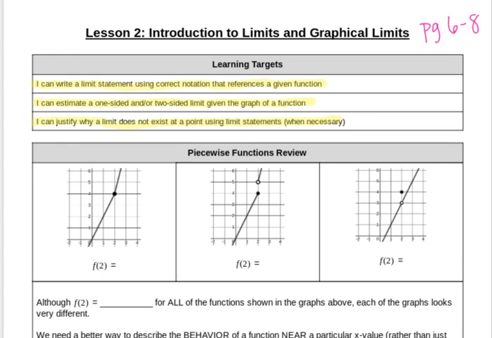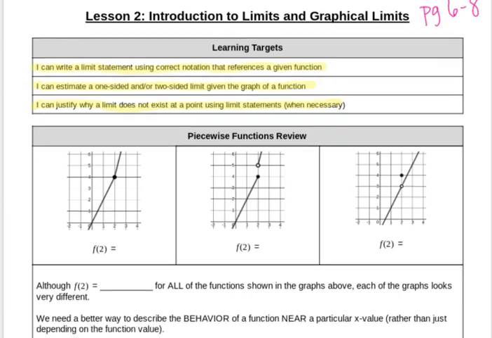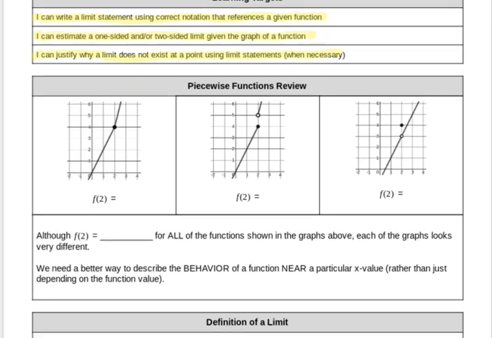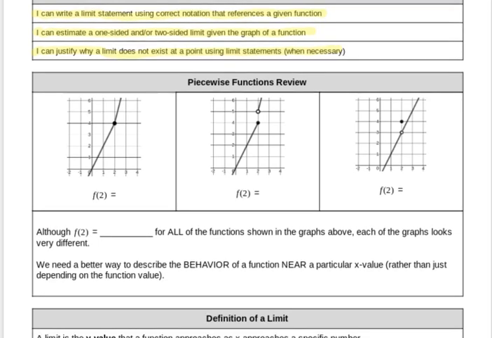So let's start by quickly recapping what we did in the Desmos activity with the piecewise functions review. So we're going to take a look at these 3 separate piecewise graphs, and we're going to find f of 2 for each of them. So what that means is find the x value, 2, and figure out which y value the function has.